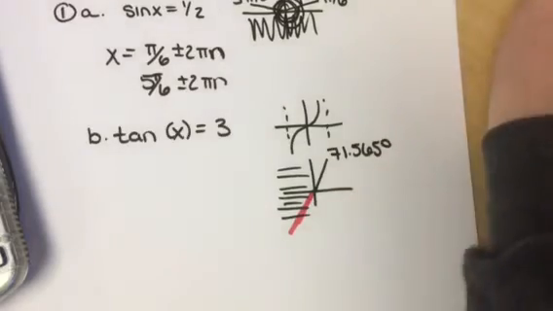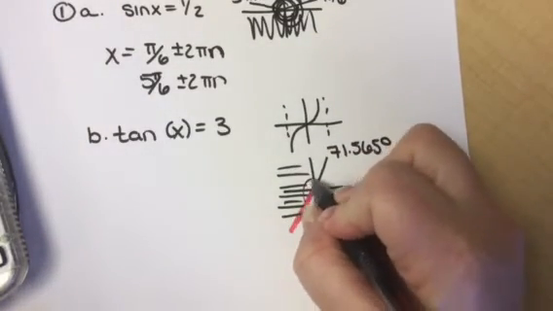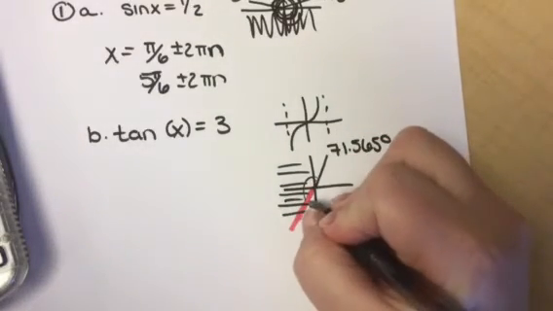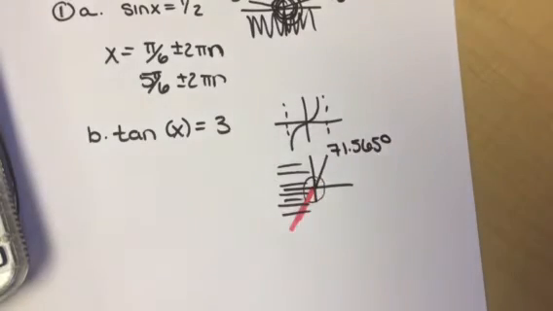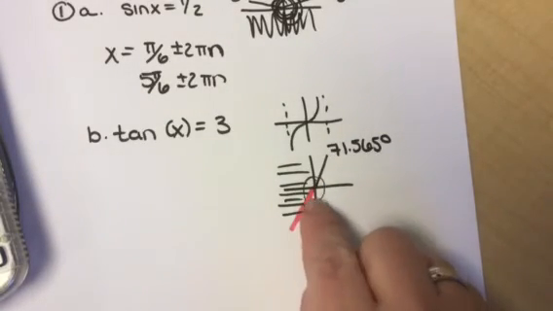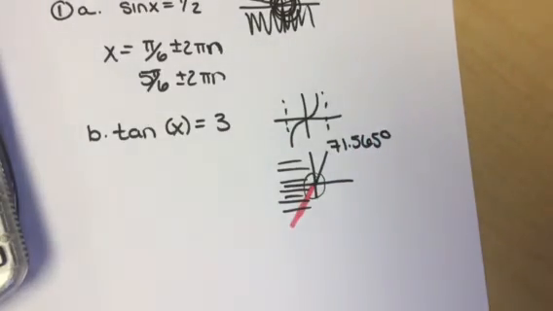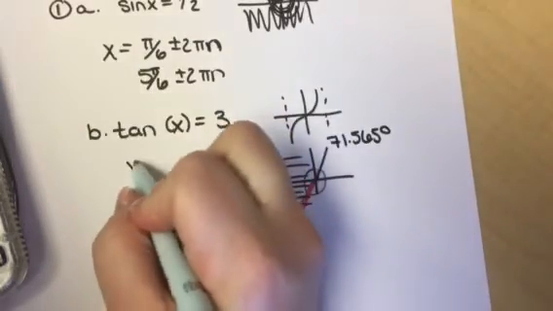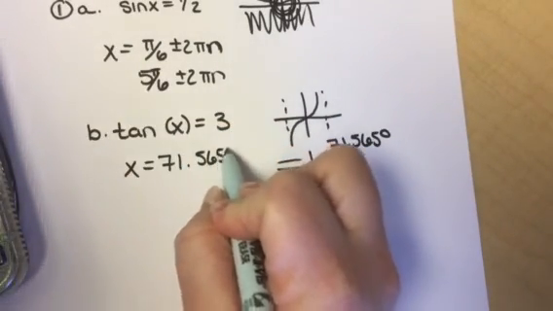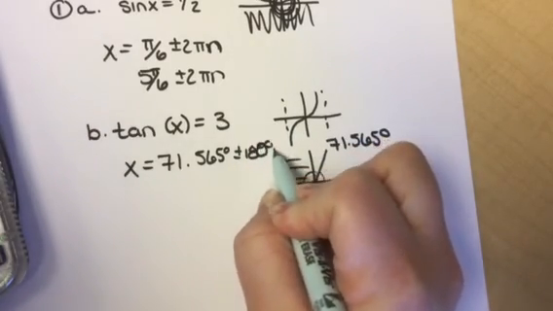But here's the beauty of it. Tangent's period is pi, so if I go from here to here, I'm going to find the other answer, pi or 180 degrees. So you don't really need to find the value of it. You just know that tangent's period is pi. And now we can know that my x is going to equal 71.565 degrees plus or minus 180 degrees n.